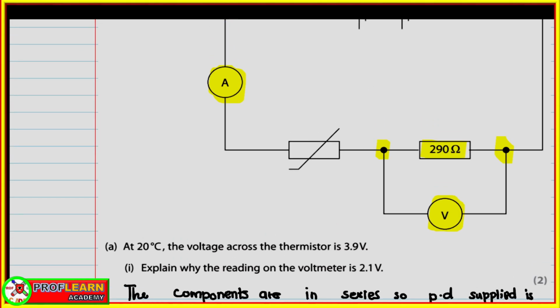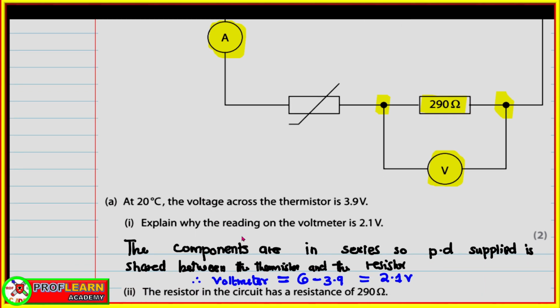Maybe for instance, you may be asked to draw how a voltmeter should be connected in order to measure the voltage across the thermistor. So that is how you can connect it. If you are given a question like that, don't hesitate to answer it. Let's move and see. Explain why the reading of the voltmeter is 2.1.